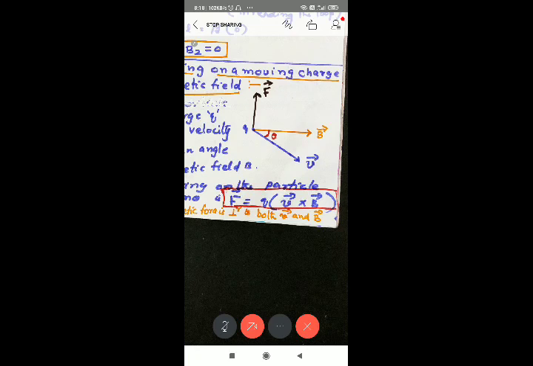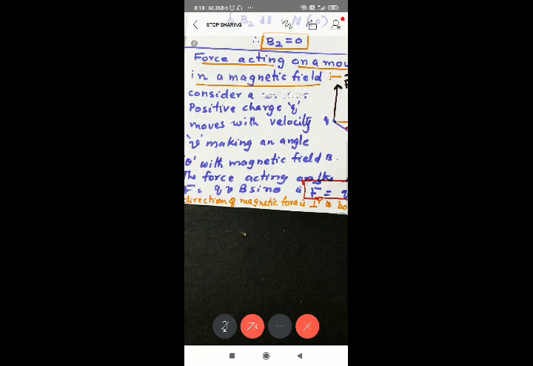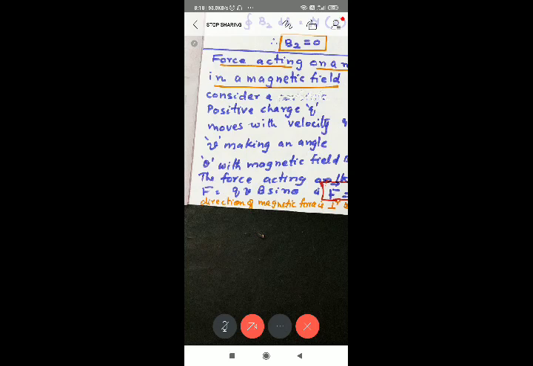Moving charge. Moving charge is very important. So F is equal to Q into V cross B, we can write. Why? Because F equal to Q V B sin theta. So A cross B equal to AB sin theta.